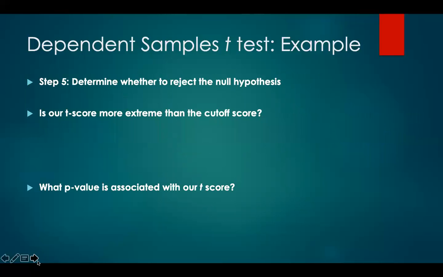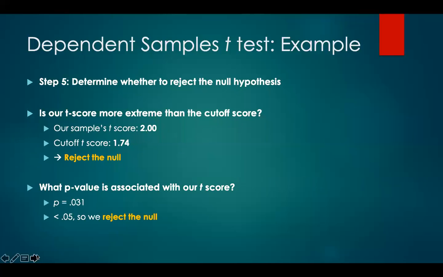So step 5, we determine whether or not we reject the null hypothesis. Is our t-score more extreme than the cutoff score? Well, our sample's t-score is 2, the cutoff score is 1.74. So yes, our t-value is more extreme than the cutoff score, so we reject the null. And we can use the Shiny app to figure out what p-value is associated with a t-score of 2, assuming 17 degrees of freedom and a one-tailed test. And since our p-value is less than 0.05, we reject the null.